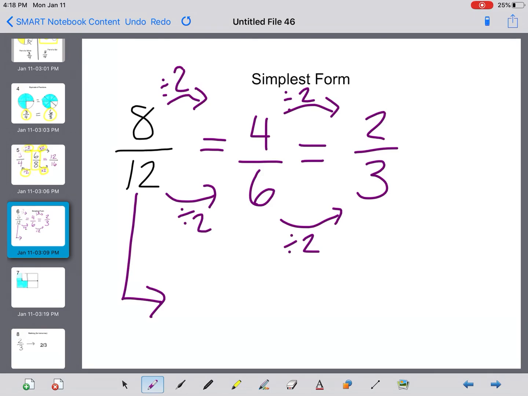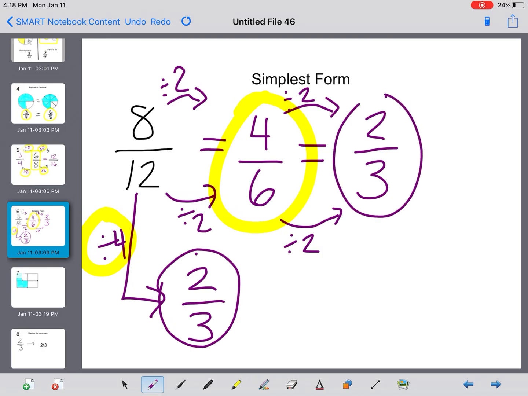Now, instead of just starting with a 2, really think about your multiplication facts. Those are going to be really, really important for this unit. Your multiplication and division facts, and you may notice right away that you can divide both 8 and 12 by 4. So you can bypass this middle step by thinking about maybe larger numbers that you can divide both your numerator and your denominator by. If you can look at that fraction and right away think, well, I can divide both 8 and 12 by 4, you can skip that middle step and go straight to 2/3.